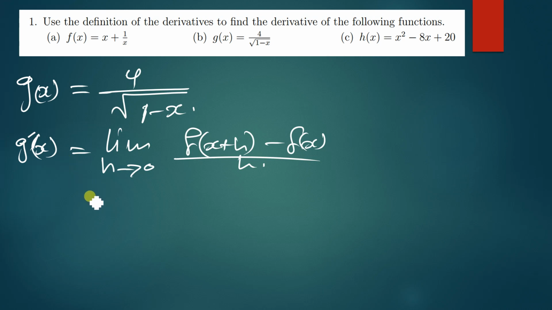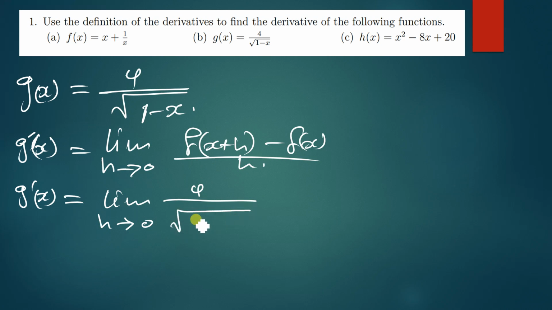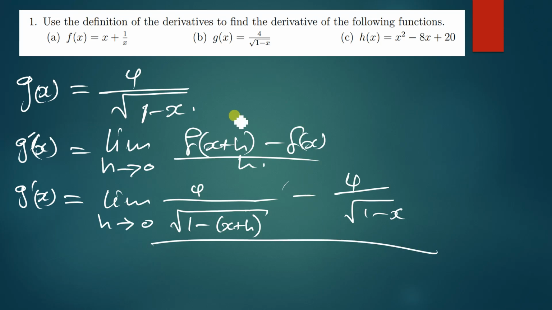Okay, so our g prime of x is therefore going to be equal to f of x plus h. We replace x plus h where there's x in this function. So we find the limit as h approaches 0 of 4 over the square root of 1 minus x plus h, and then we say minus 4 over the root of 1 minus x, everything being divided by h.